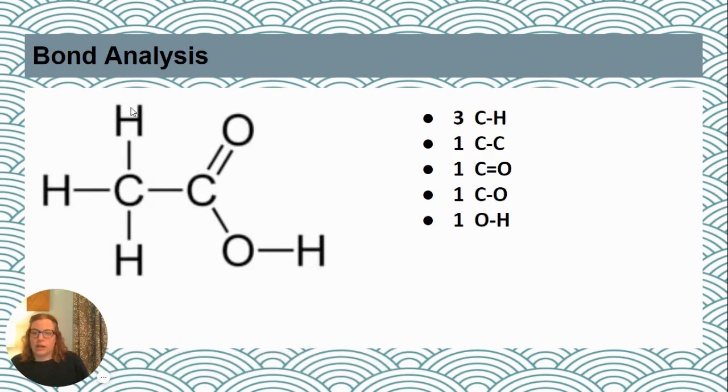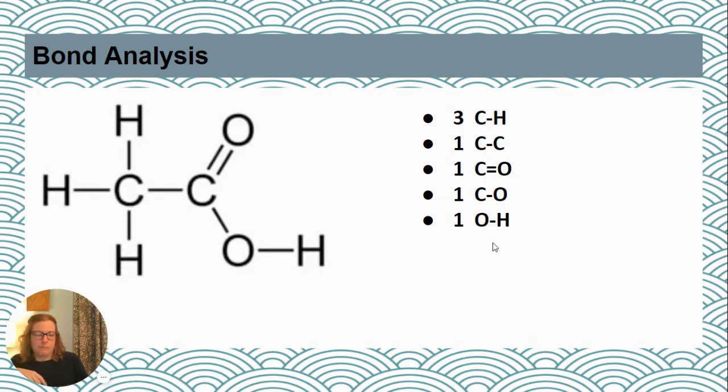So if you look here, I have 3 C to H connections, 1 carbon to carbon connection, 1 carbon to oxygen double bond, 1 carbon to oxygen single bond, and 1 O to H. And depending on what I'm making, I might have to break each of these individual bonds to make my product. And so it can be a lot of energy that has to go in because I've got to rip all of these guys apart.